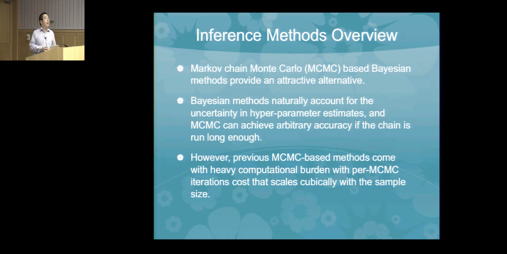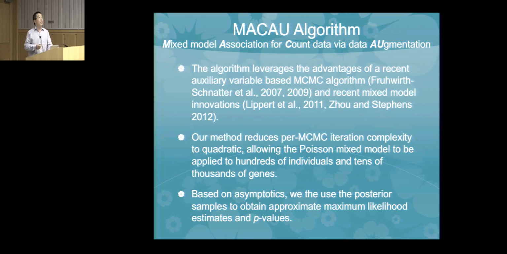However, the MCMC type approach also has a commonly known issue, and that's its computational burden. It's extremely computationally heavy. In fact, every iteration of this MCMC approach scales cubically with the sample size, so that makes inference extremely difficult. Therefore, we decided to use MCMC, but we make several novel algebra innovations to reduce the computational burden. In fact, we take advantage of two algebra tricks.